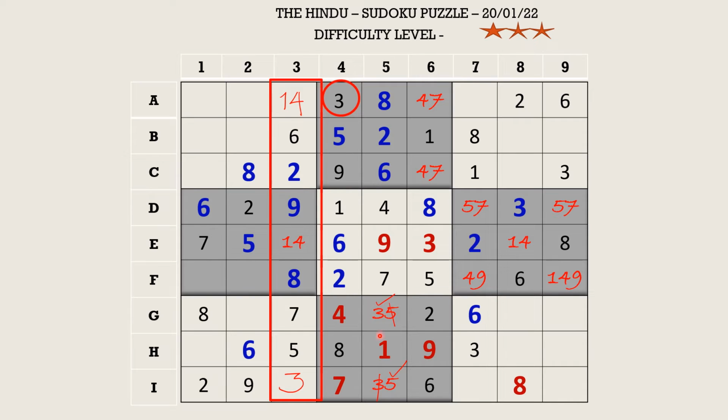Now in row I there are only 2 empty cells and the missing numbers are 4 and 1. There is a 1 in column 7 which is blocking here. So I7 takes 4 and I9 takes 1. Similarly, in the 7th block there are only 2 empty cells and again the missing numbers are 4 and 1. So you have 4 blocking here. So G2 takes 1 and H1 takes 4.